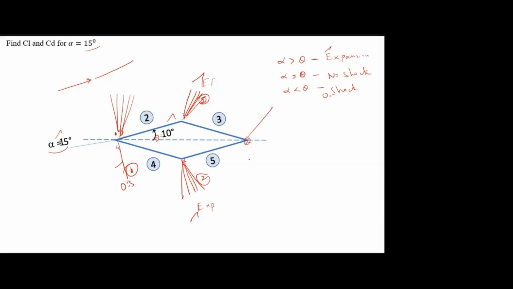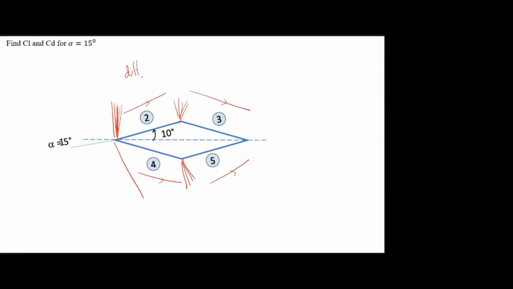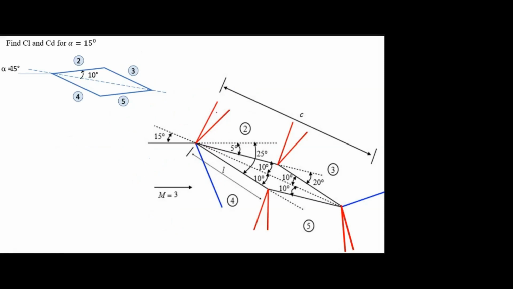Actually, if you draw here also, then it will be a mirror image: oblique, oblique, expansion and expansion. This will be the difference in alpha and theta. What is the difference? 5 degrees. And here it will be the sum of alpha and theta, that is 25. And behind the expansion, 20. Always 2 theta, 20. So this is the final diagram.